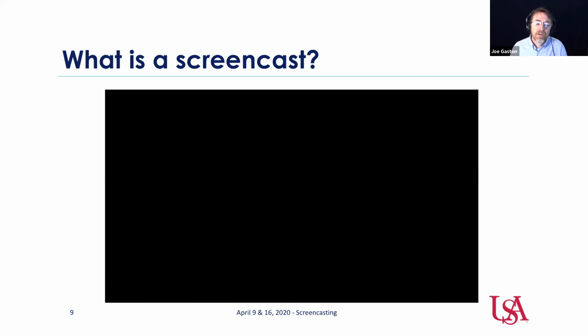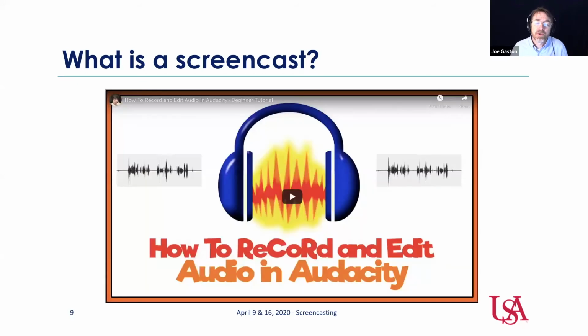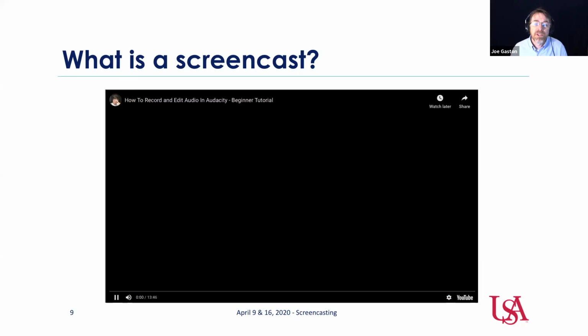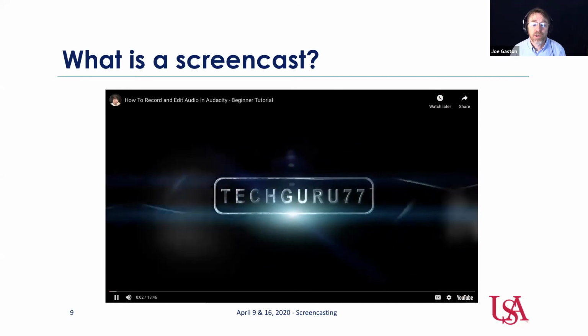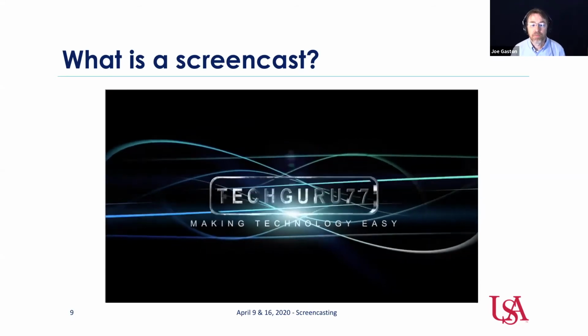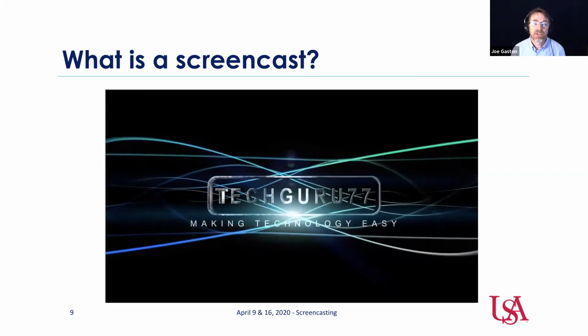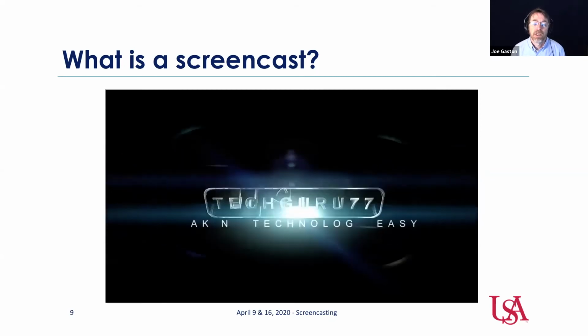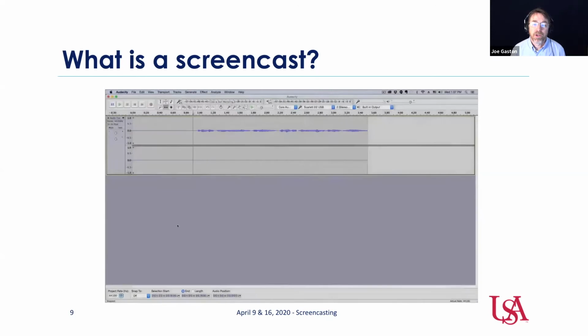And then a very common type of screencast, the most common that you would see, is just a video of someone sharing what's on their screen, and it's usually a piece of software, and then they're walking us through something that they're doing on their computer. So this guy's just talking to us about an audio program called Audacity.